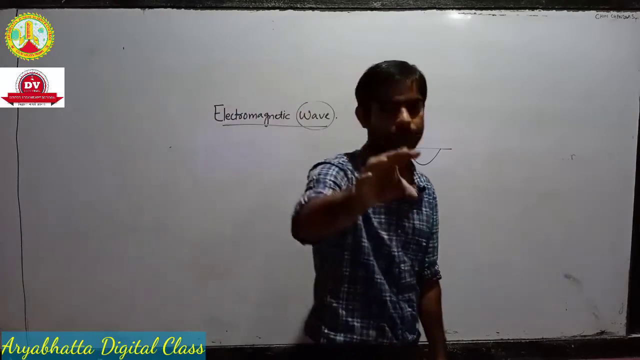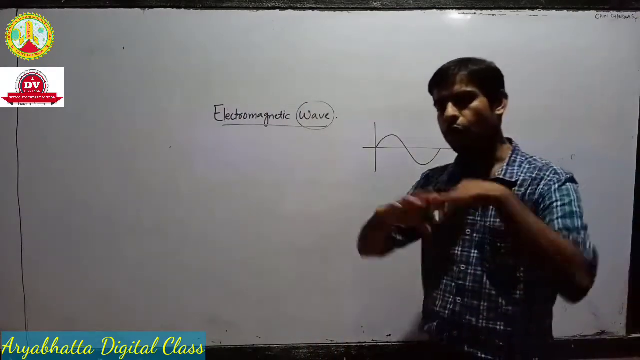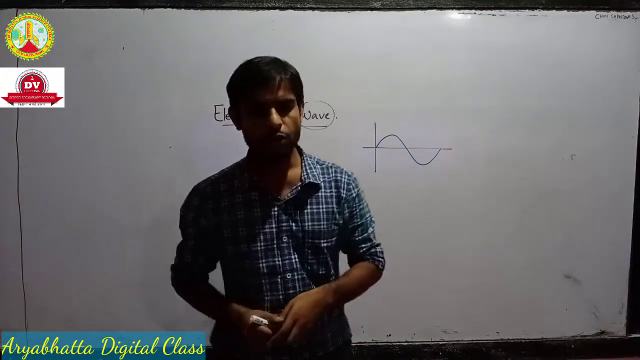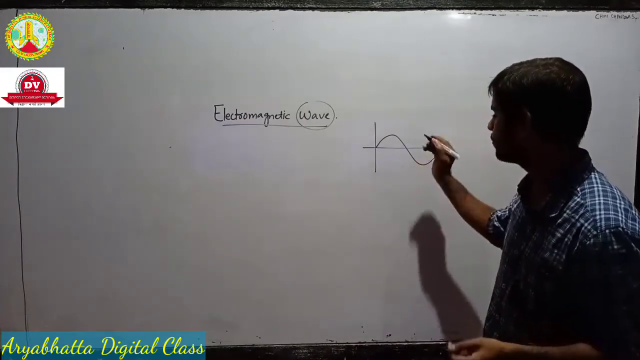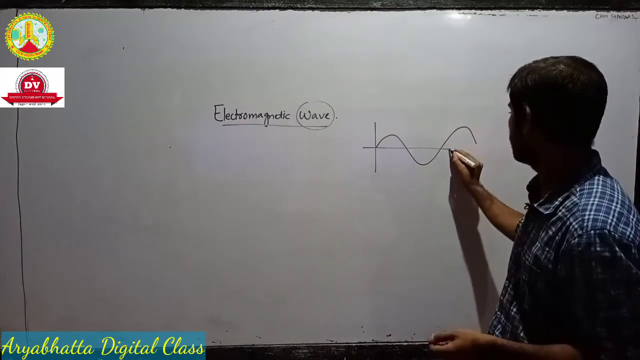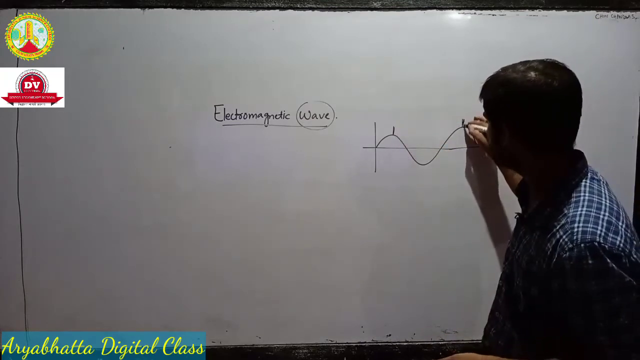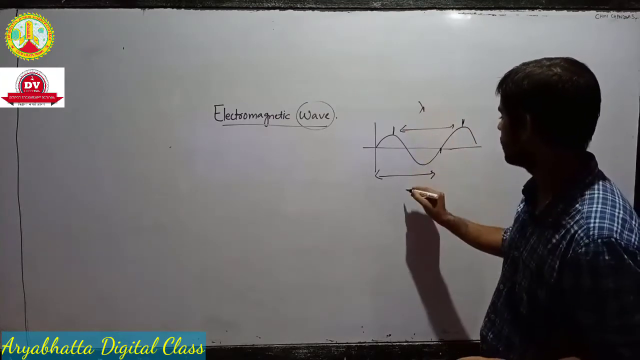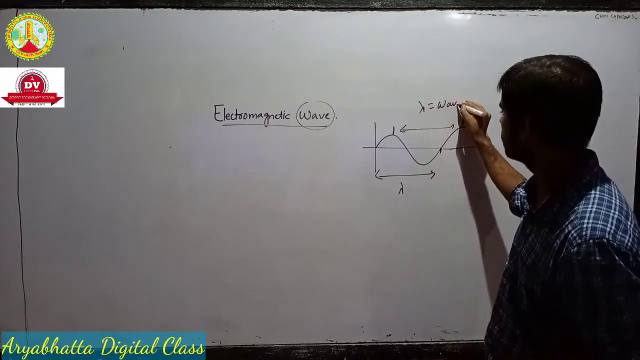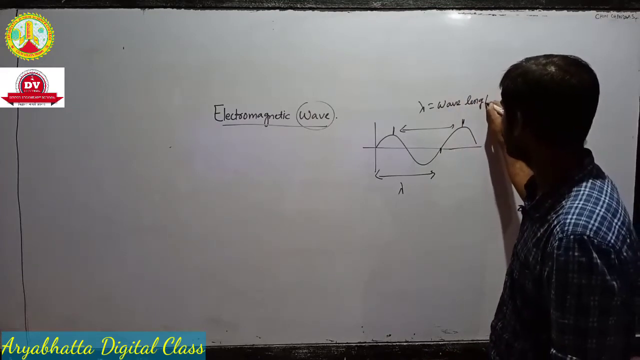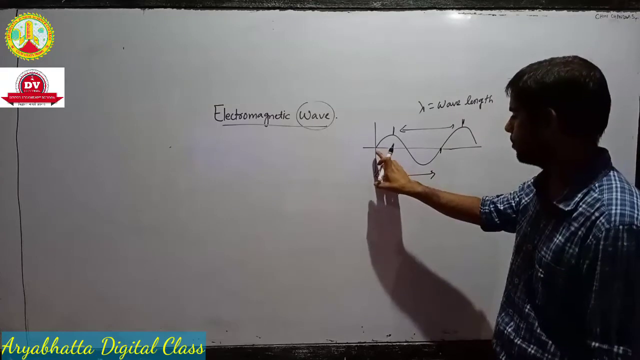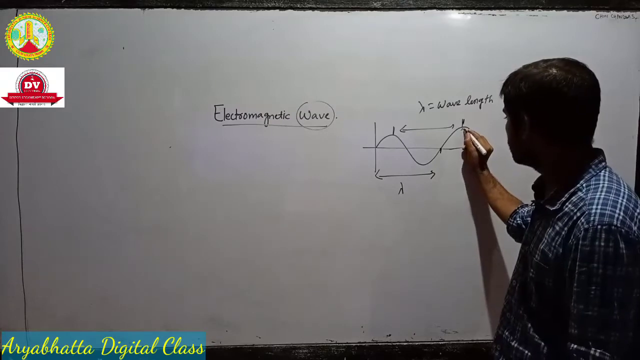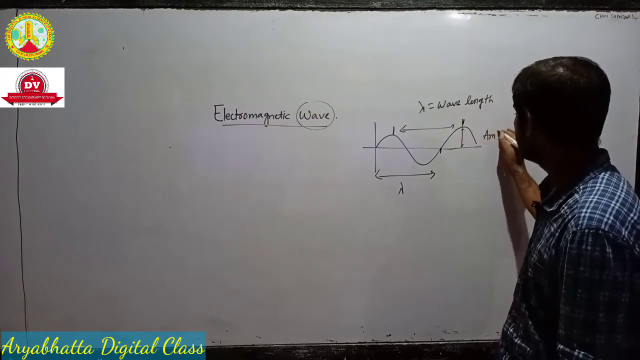ultimately it is a wave. So it will have all the properties or all the things which are there in a normal wave. So what are those? So you all know that this distance is called lambda, or wavelength. This is the wavelength of a wave. This is also wavelength. Between two crests or two troughs, the length is called lambda. This height is called amplitude.